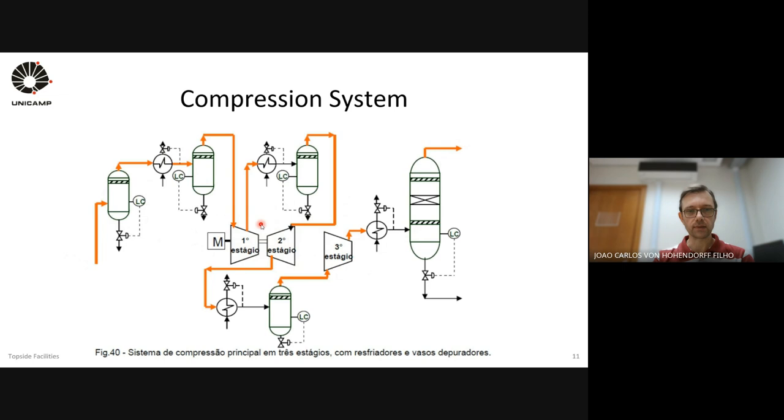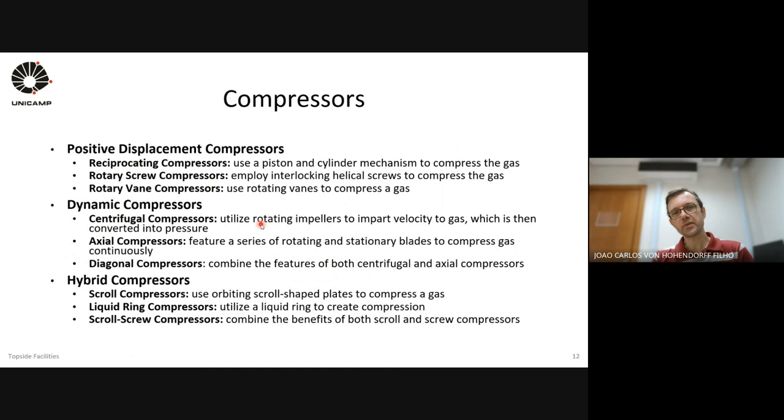We have some kinds of compressors. The most common in the industry are dynamic compressors and positive displacement compressors. We can have reciprocating compressors that use a piston and cylinder mechanism. We can use rotary screw compressors that employ interlocking helical screws to compress the gas. We have the vane compressors.